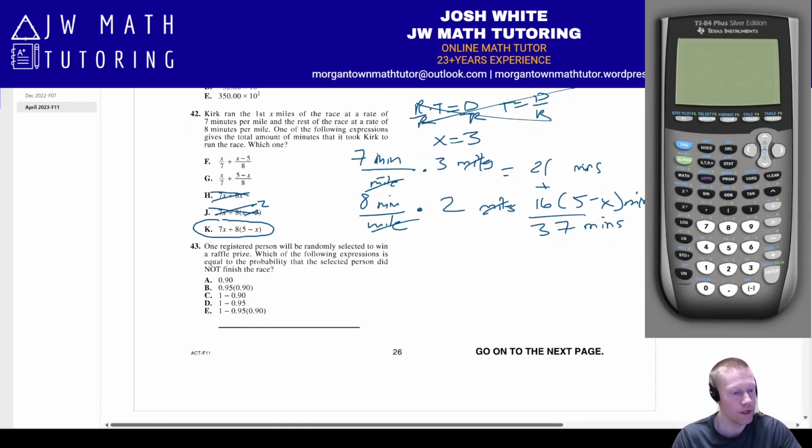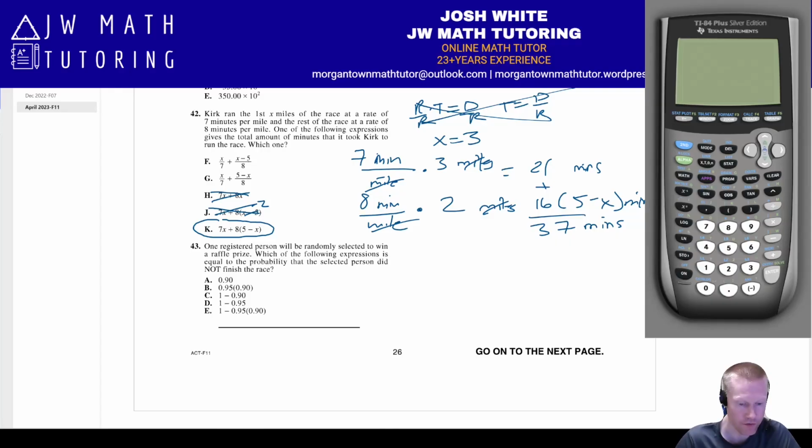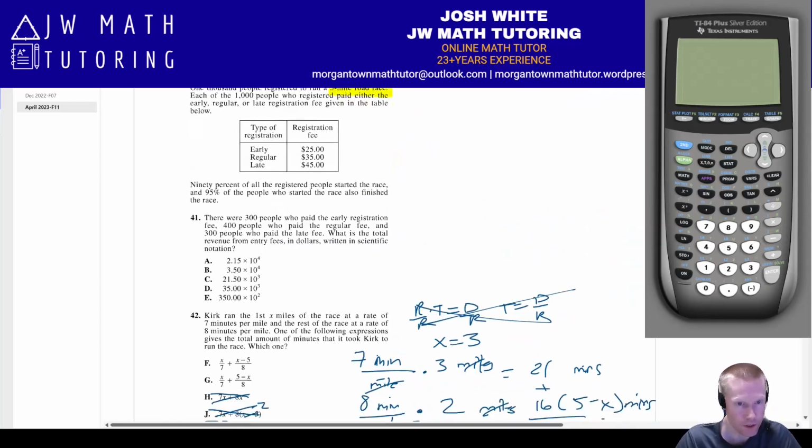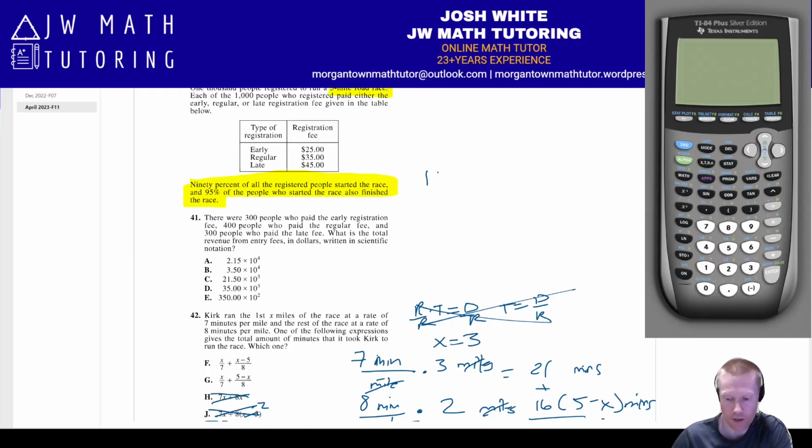All right, now let's look at the one directly below it, where it wants to know the probability for a person who wins this raffle that did not finish the race. So you have to scroll back up here, look at this given information that they've told you, specifically this part underneath the table. So 90% of all people started the race. Okay, so it's like you started with 100 people, and of those 100, only 90 of them actually started, or 0.9.